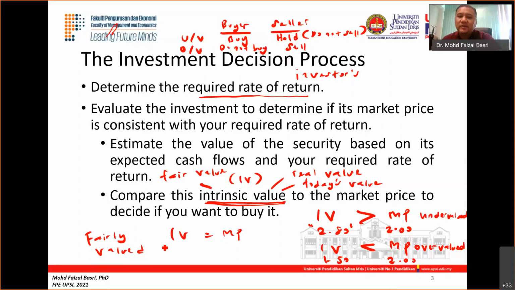So for fairly valued, we don't have any specific recommendation. Okay, it's either you hold or you buy. It will not give any meaning with regards to our decision, because basically we get back our costs, right? Because that's the fair price for that particular day. We will not get any returns actually. If you sell, you don't get any returns, and you may not get profit if you buy it now.